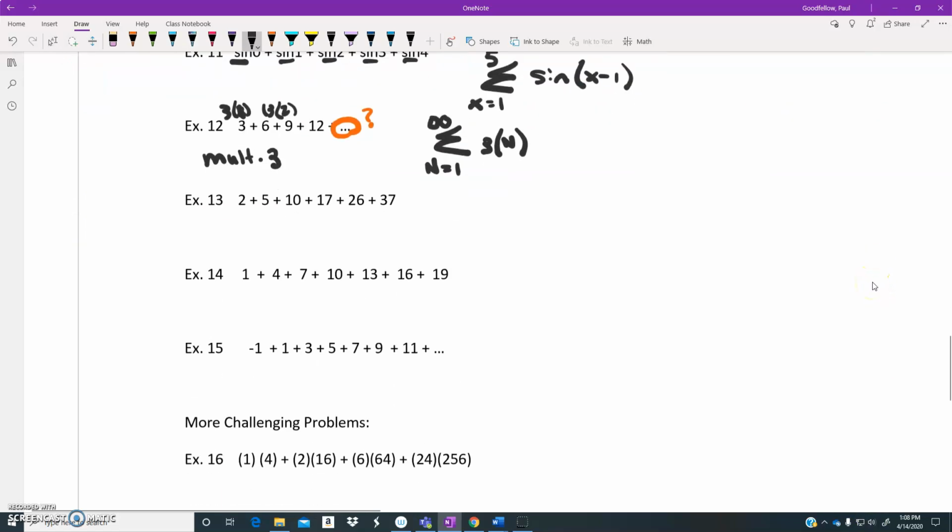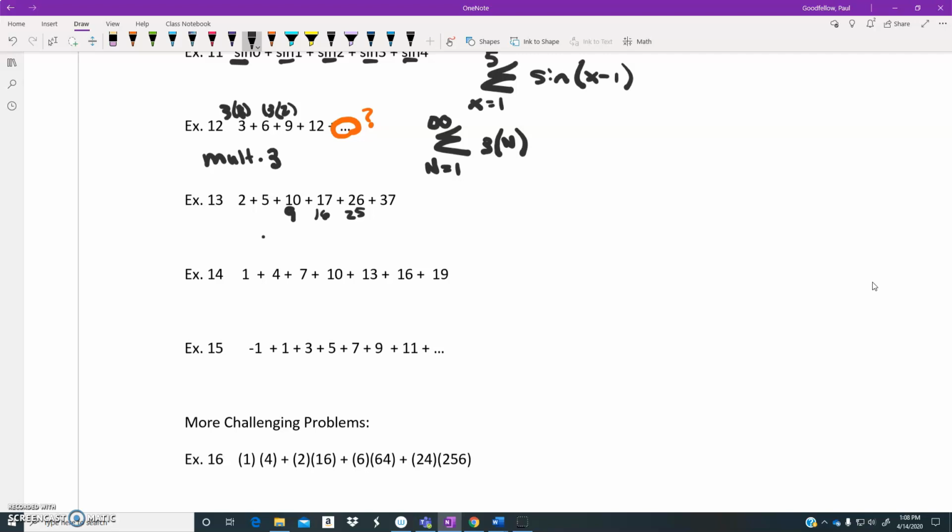Okay, 2, 5, 10, 17. I don't know. Do you guys see a pattern there? Maybe it's got something to do with squares. Oh, wait, that I kind of see like 9 right there, and this is 16, and that's 25. Oh, it's one more than the square that's already there.